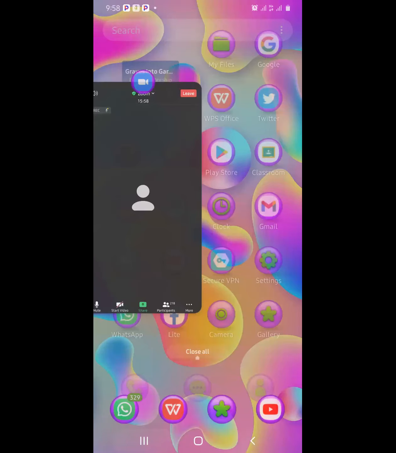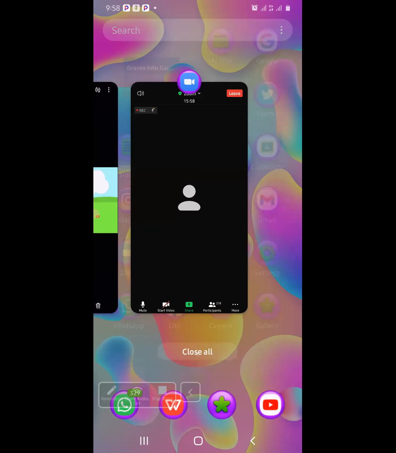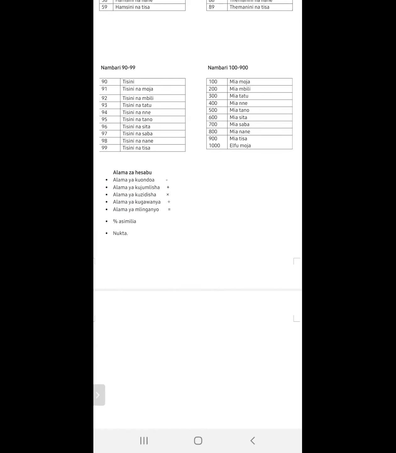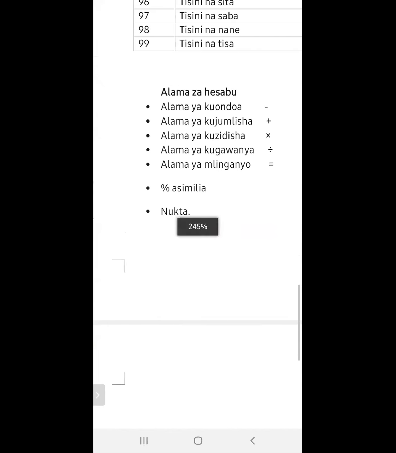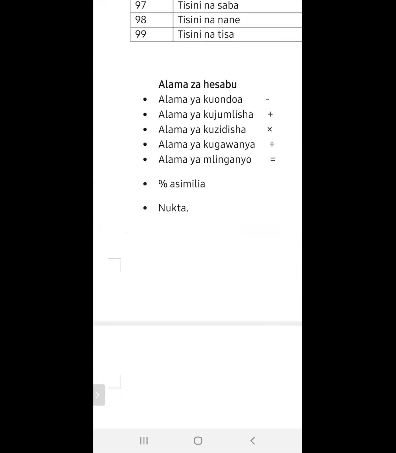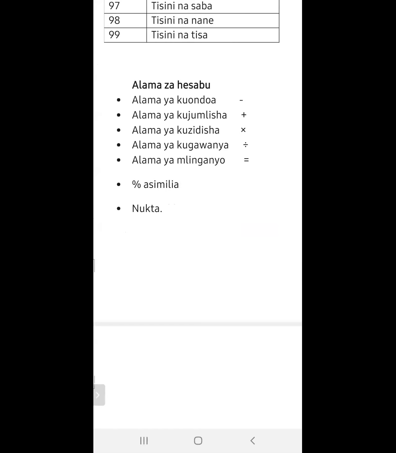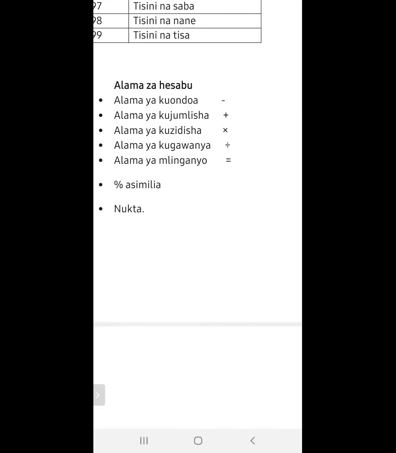Yes, Charity. Okay, now I can see. Okay, Majorine, alama za hesabu means the common signs used in mathematics. Alama ya kuondoa, kuondoa means minus, and alama means sign. Alama ya kujumulisha means plus. So alama ya kuondoa is the minus sign, and alama ya kujumulisha is the plus sign. Then alama ya kuzidisha is the multiplication sign.